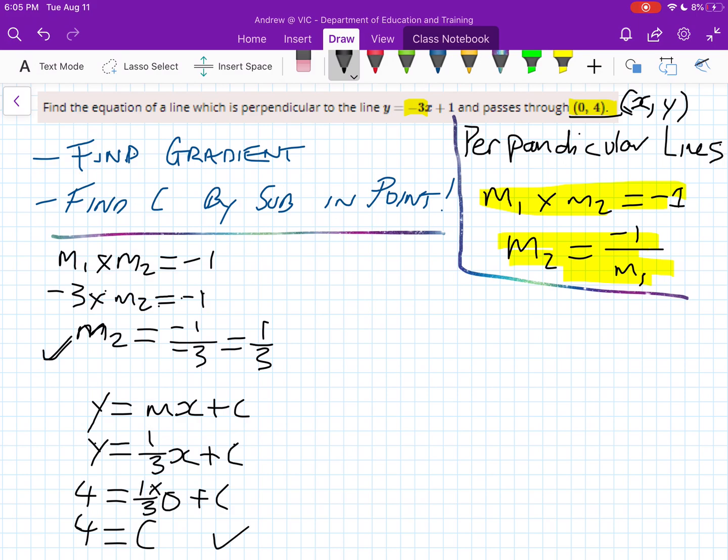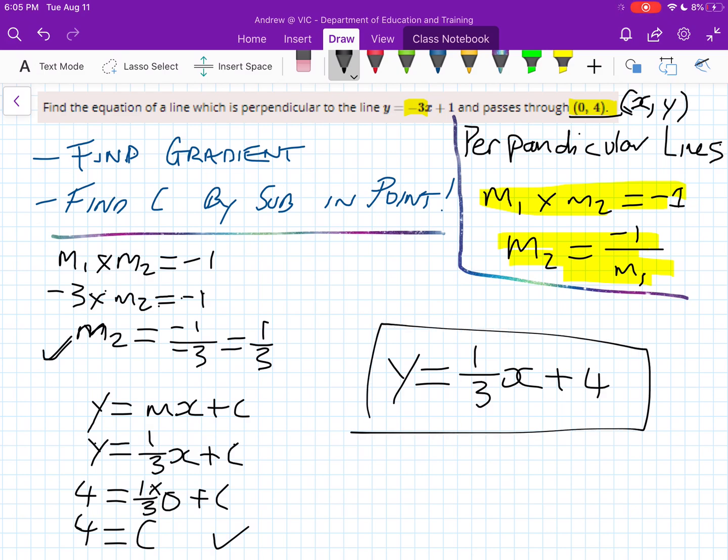So the line that's perpendicular to y = -3x + 1 and passes through (0, 4) is y is equal to our M value that we've worked out, 1/3 x, and then our C value, which is +4. So that is our answer there.